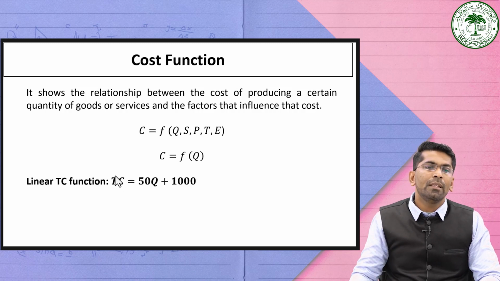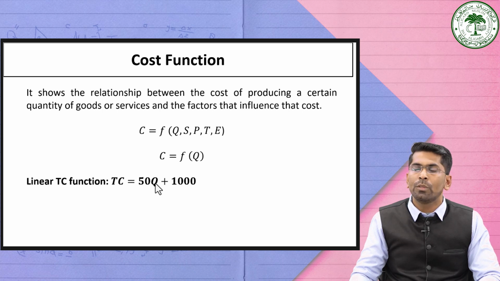The total cost is equal to 50Q plus 1000. In this example, this 50Q represents the variable cost component, and 1000 represents the fixed cost component, because even if you produce zero output, that means if Q is equal to 0, your fixed cost remains constant, that is 1000. So which represents the fixed component.